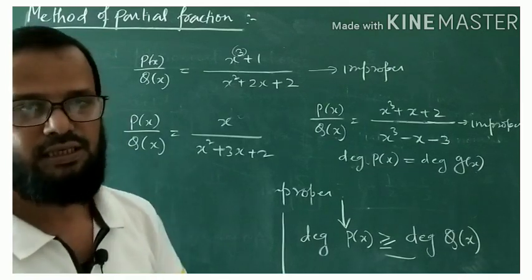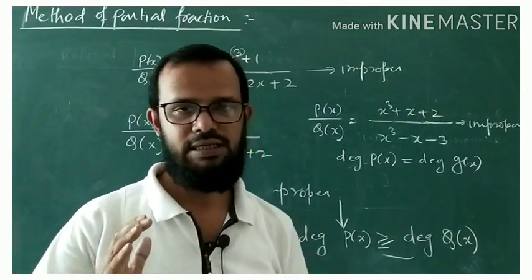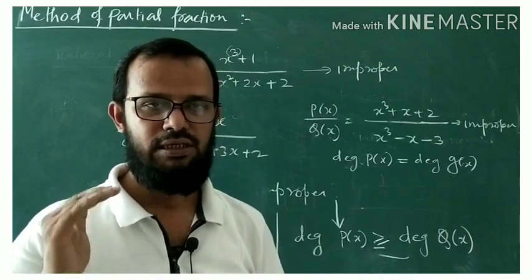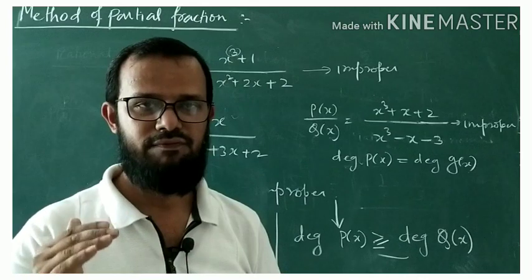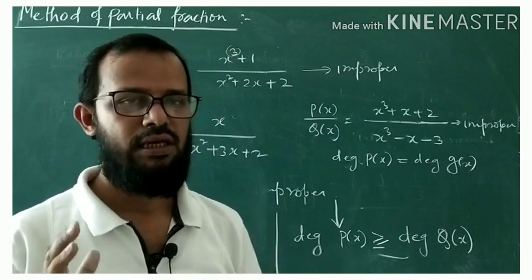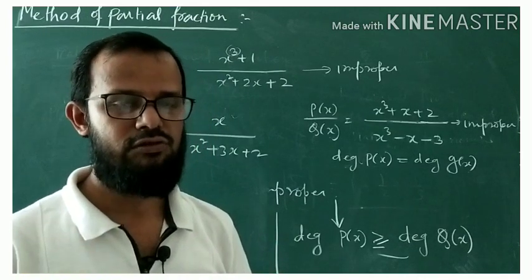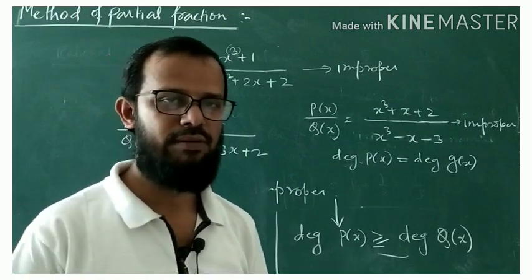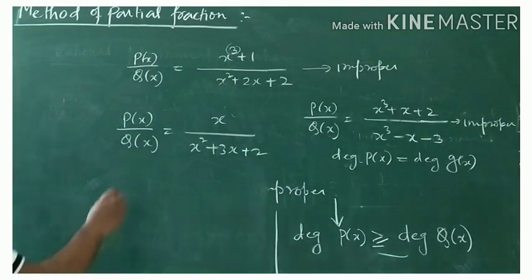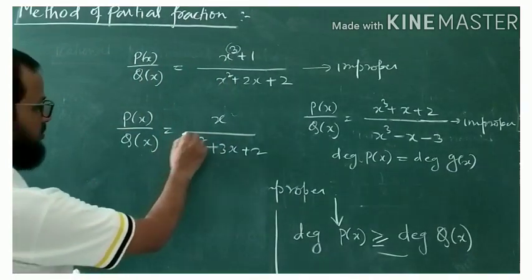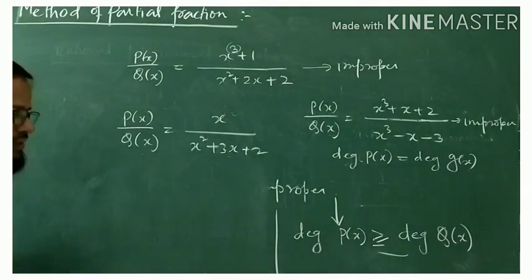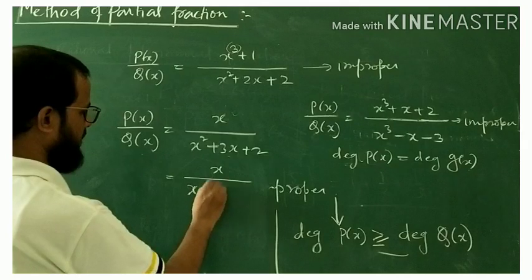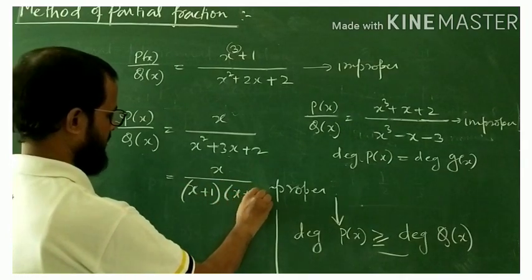And likewise, at the beginning of the class I already told you that a proper rational function, or a proper fraction, can be resolved into a partial fraction if the denominator can be factorized. The same method can be applied here also. For example, suppose p(x)/q(x) is equal to x/(x² + 3x + 2), which can be written as x/((x + 1)(x + 2)).